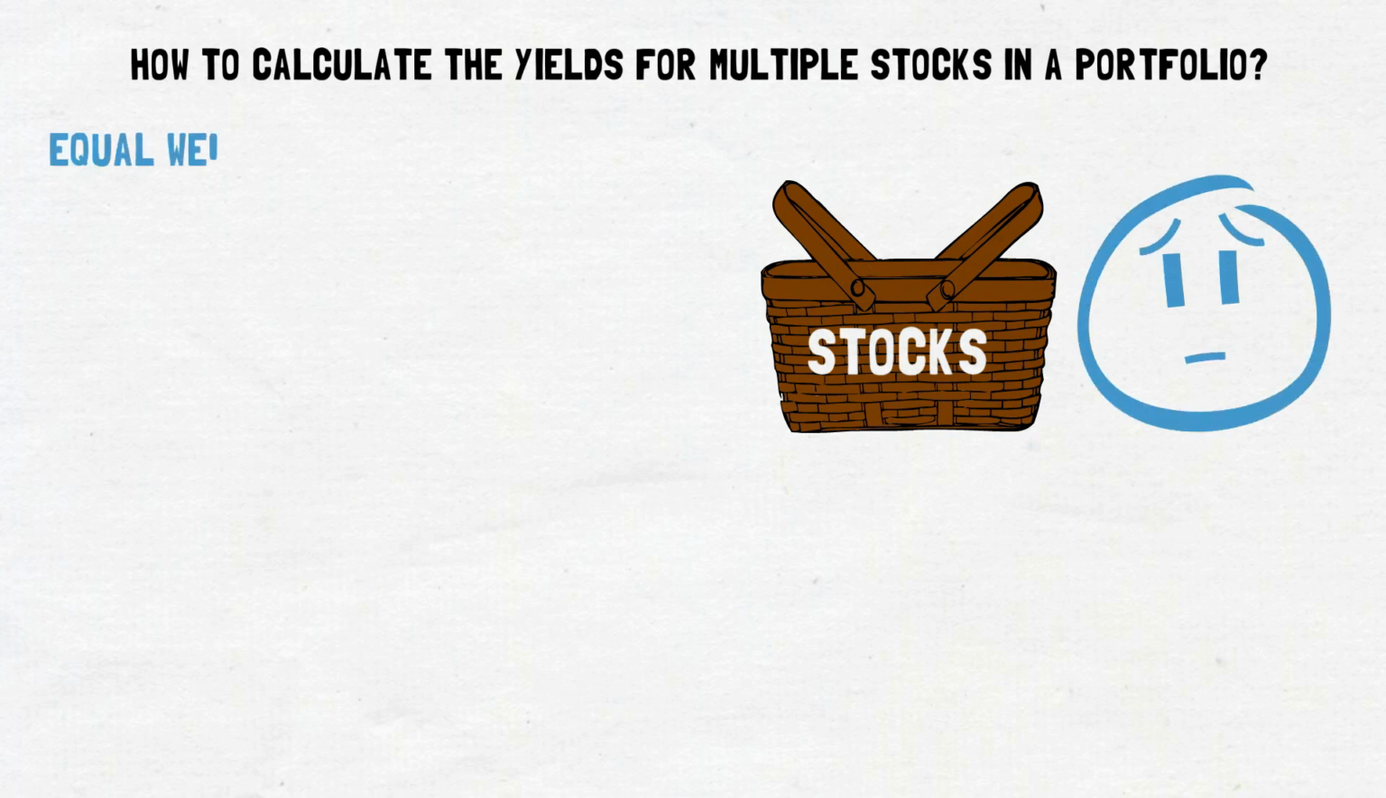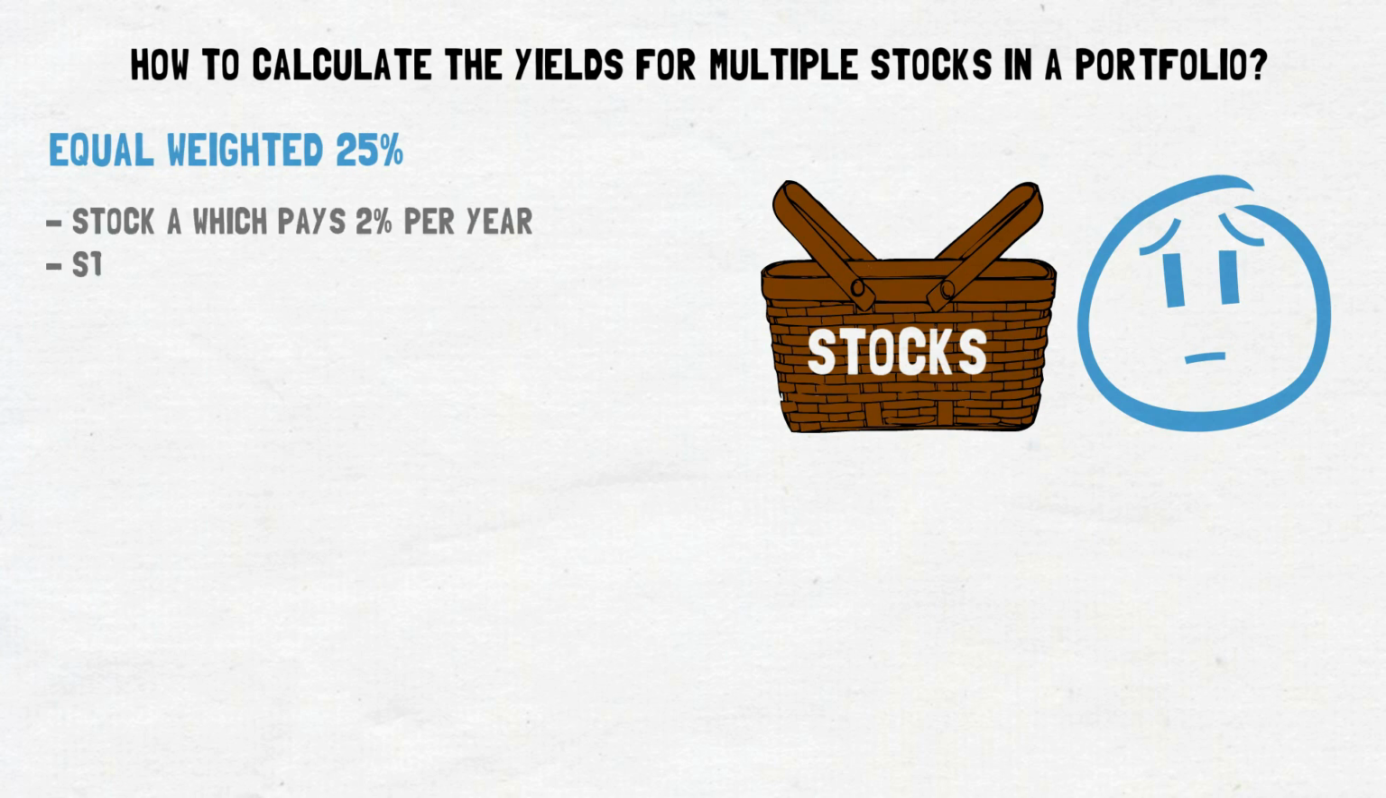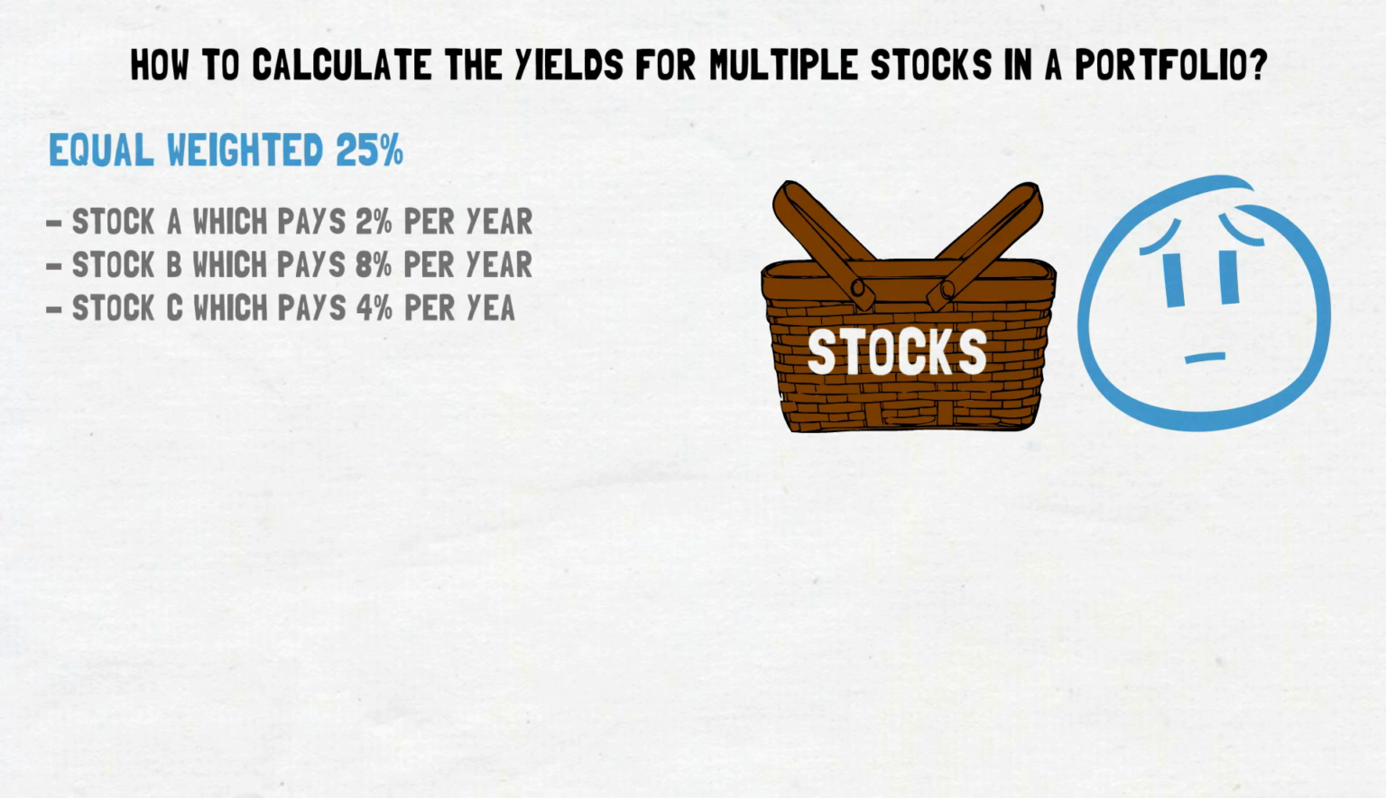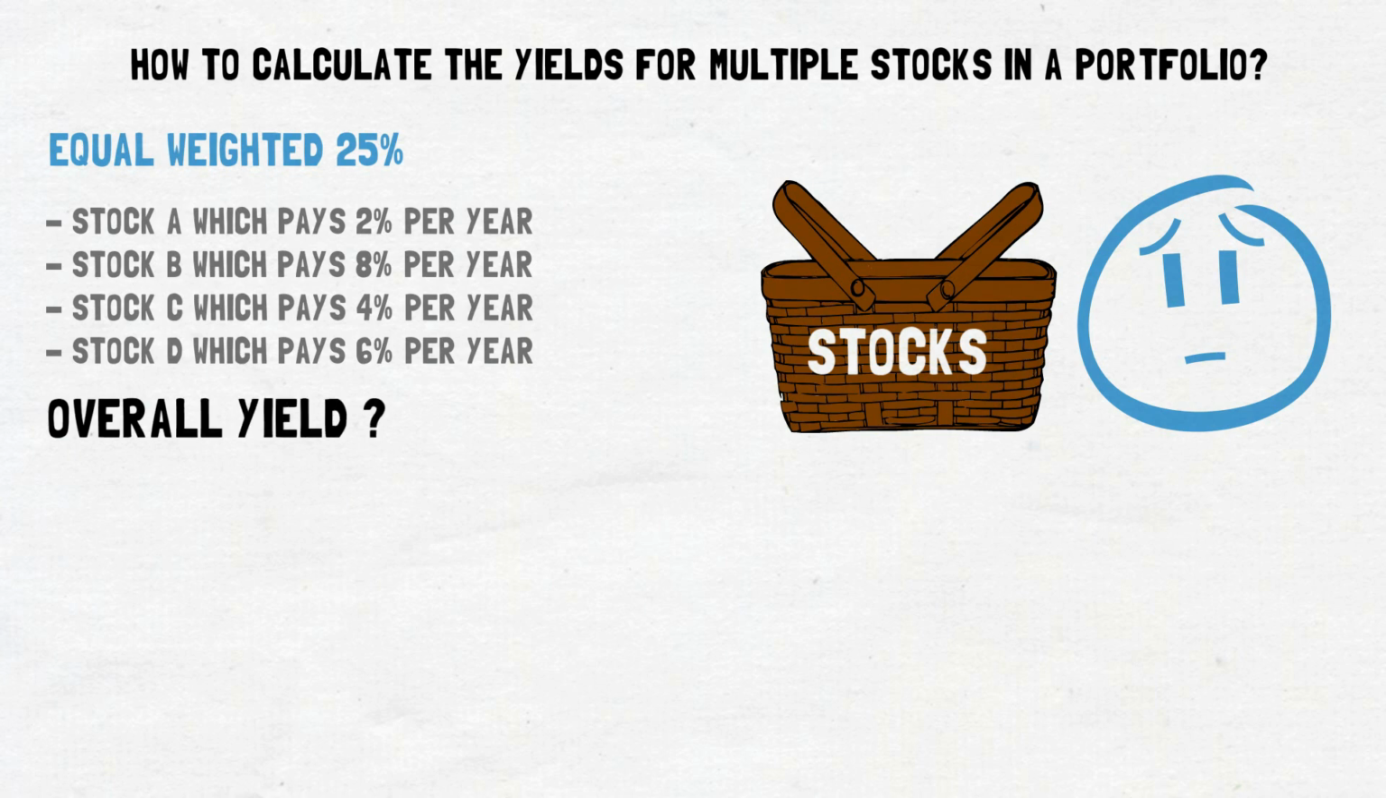Let's say we have an equal weighting, so 25% each, and a dividend portfolio of 4 stocks, just to keep it simple for now. And these stocks are Stock A, which pays 2% per year, Stock B, which pays 8% per year, Stock C, which pays 4% per year, and Stock D, which pays 6% per year. So 4 stocks with varying yields. How can we find the overall yield of this portfolio?